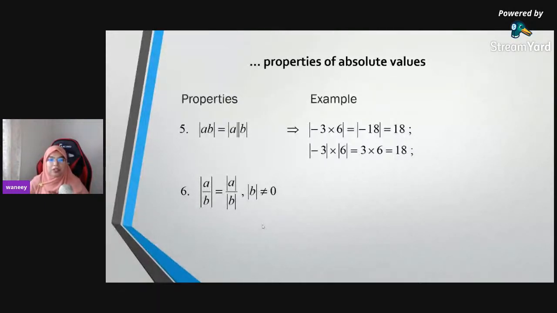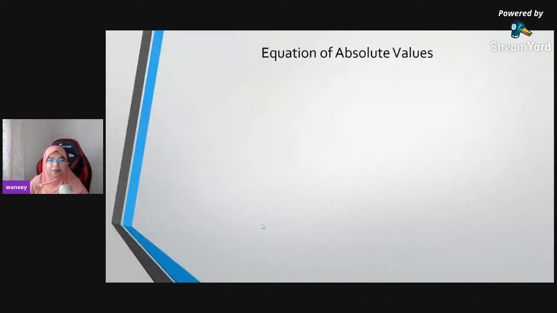And then if you have a division, that will be a similar case. So the modulus of A over B is equal to the modulus of A over the modulus of B. But of course, your denominator should not be equal to 0. So ini teori saja, properties. Okay, so for example, the modulus of 12 over negative 3 will be equal to 4. Same thing if you do the modulus of 12 first over the modulus of negative 3. Okay, so now equation of absolute value.